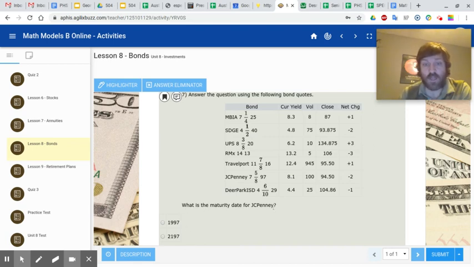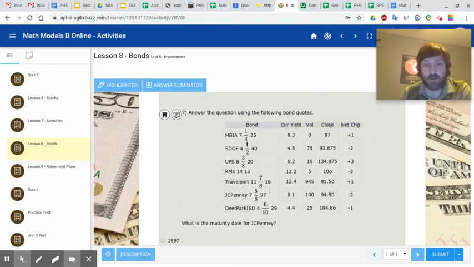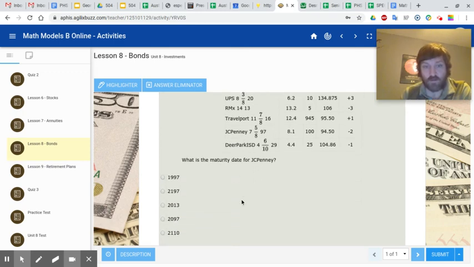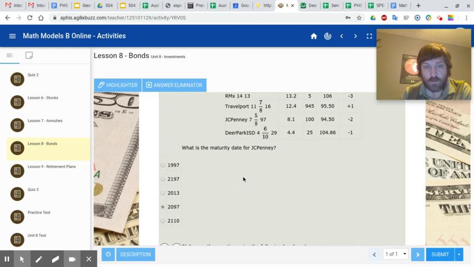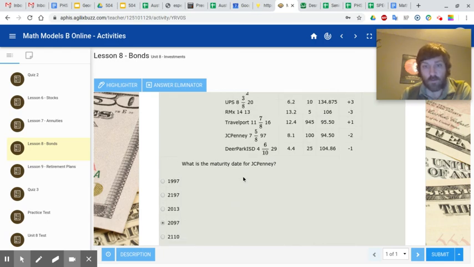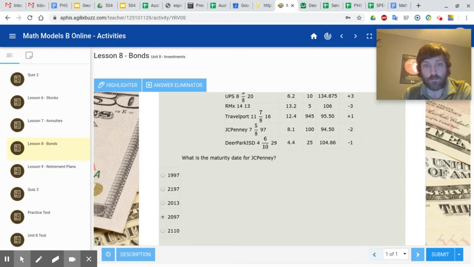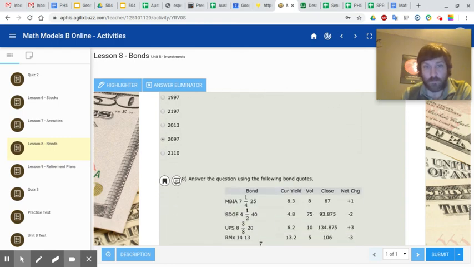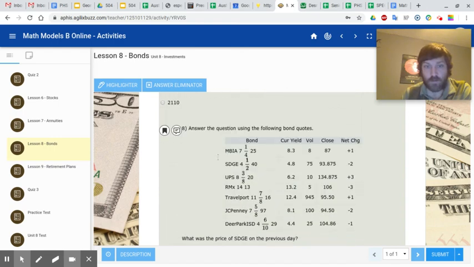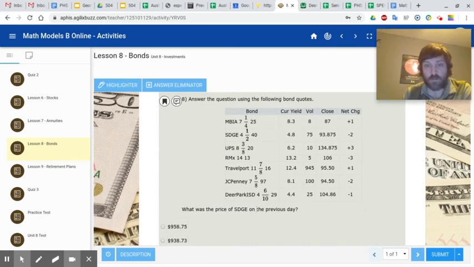What is the maturity date for JCPenney? Again, looking at the final number, 97. That's a long time, a bond is a very long time. So that's that one. Pretty straightforward. What's the price of SDGE on the previous day? That's going to be your close.